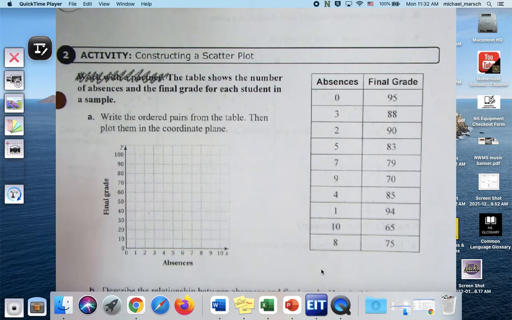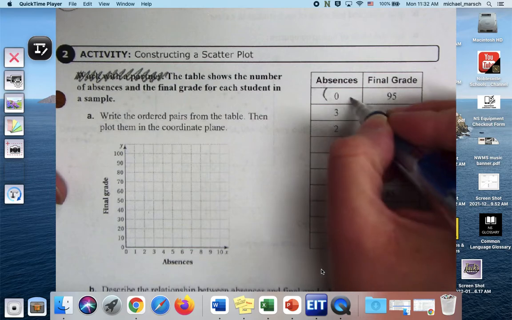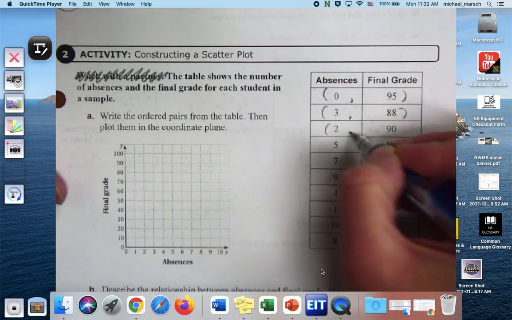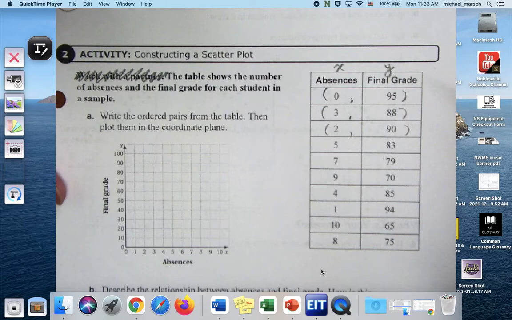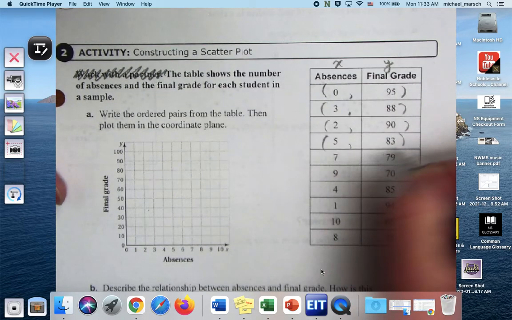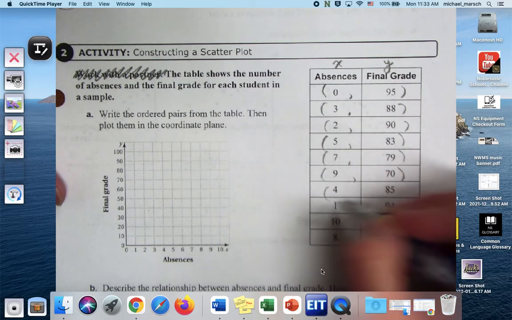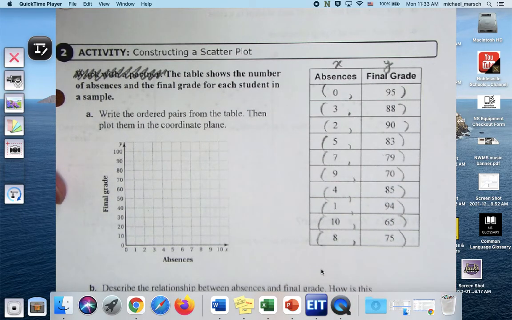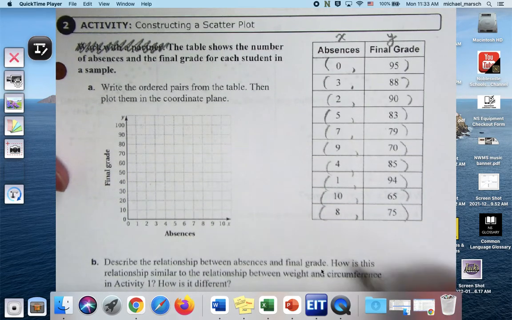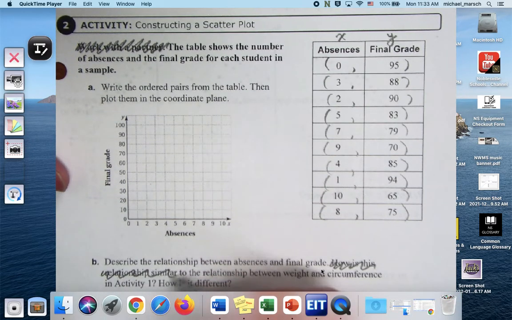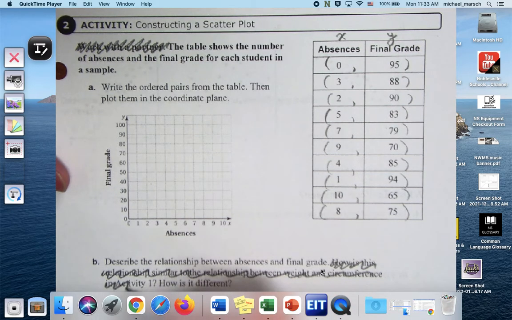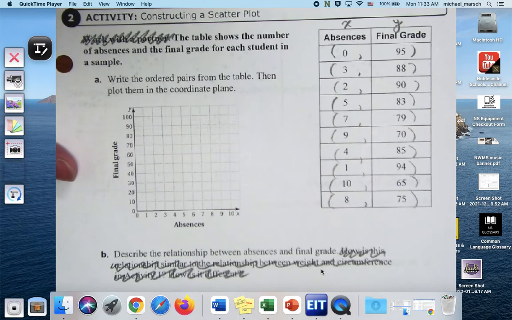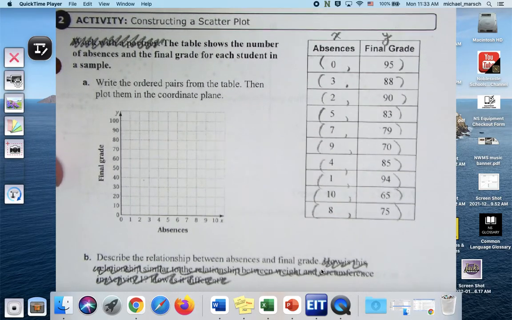Okay. All right. So we have a bunch of data here. These are our x values. These are our y values. And we're going to make them into ordered pairs. We're going to scatter plot them. And then we're going to describe the relationship. Cross out where it says, how is this relationship similar between the weight and circumference in activity 1? We didn't do that, so there's nothing to compare there. So go ahead and fill in those plots, scatter the plots if you will, and then we'll talk.